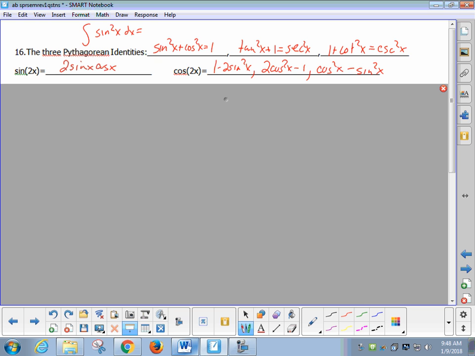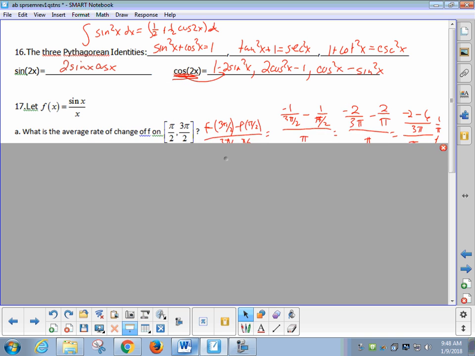In calculus, you refer to these as power reduction identities. By replacing cosine squared with 1 minus 2 sine squared, you could actually reduce the power of this, which should be minus, and then integrate fine. So we'll use those a lot this year as power reduction identities. Need to know those.